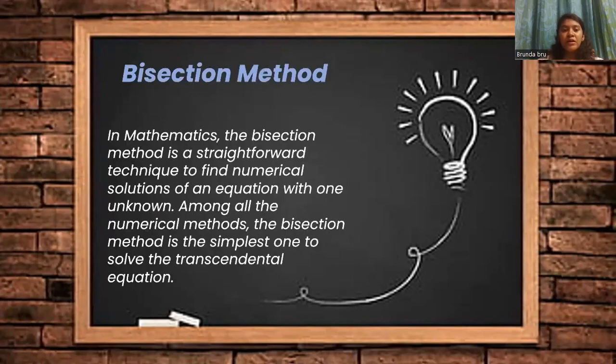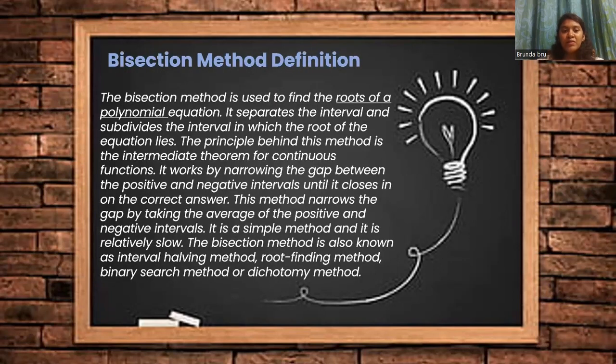Bisection Method. In mathematics, the bisection method is a straightforward technique to find the numerical solution of an equation of one unknown. Among all the numerical methods, the bisection method is the simplest one to solve the transcendental equation. The bisection method is used to find the roots of a polynomial equation. It separates the interval and subdivides the interval in which the root of the equation lies.